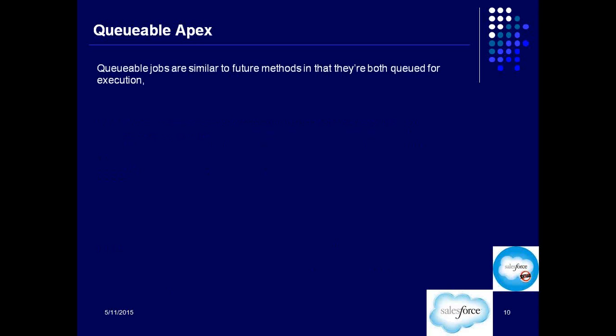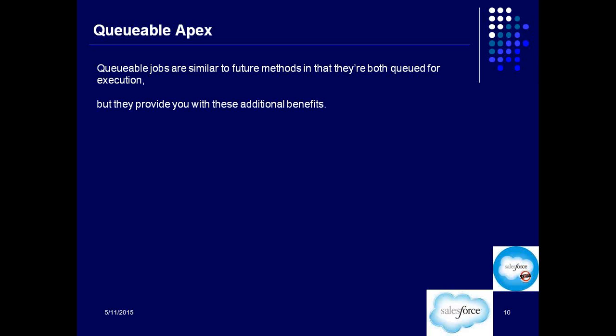So Queueable jobs are similar to future methods in that they are both queued for execution. One similarity is that both of them get executed once the resources become available. But Queueable Apex has a few additional benefits. I was just telling you that Queueable Apex is the new way of executing jobs, so it comes with a few benefits on top of future method.